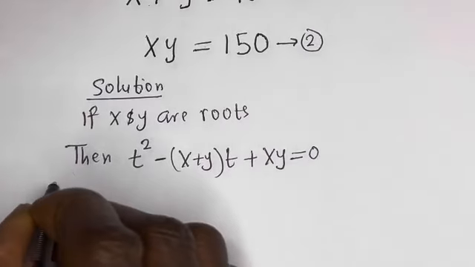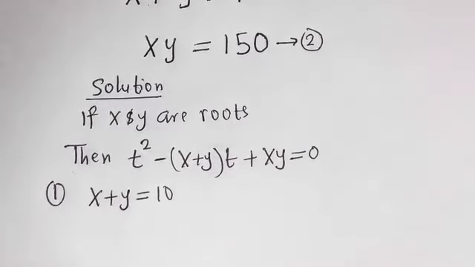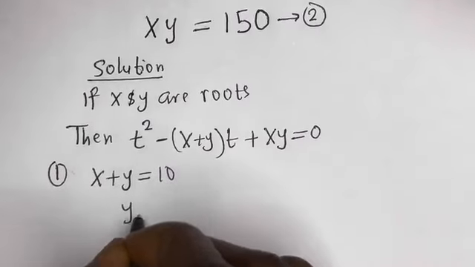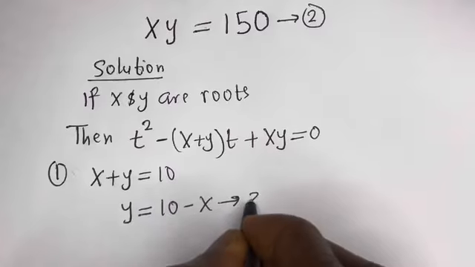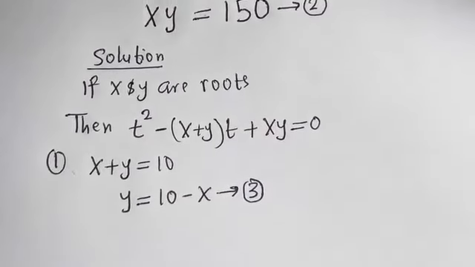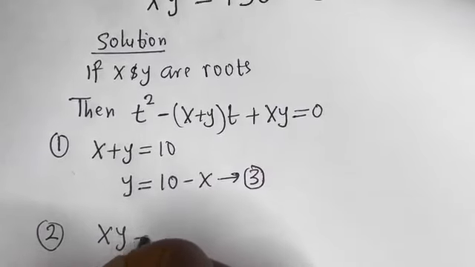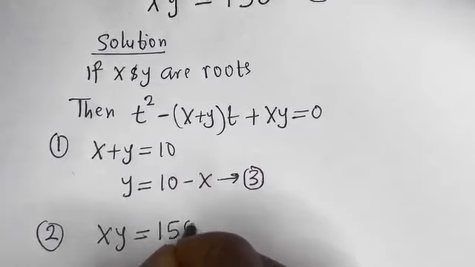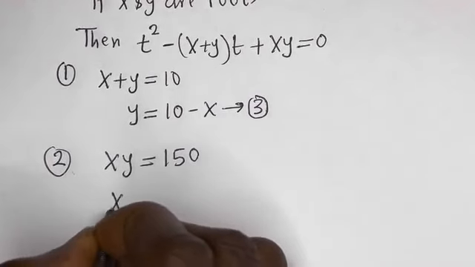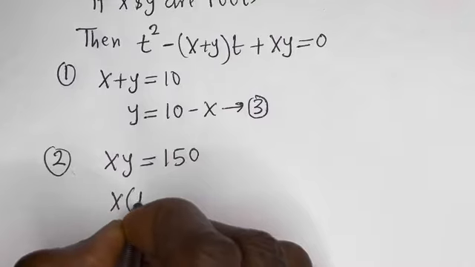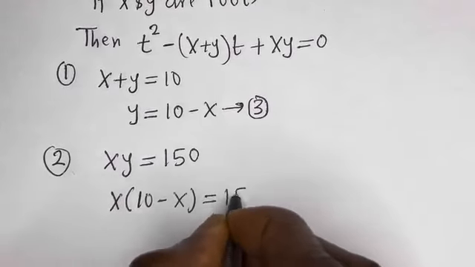Now from equation 1, s plus y is equal to 10, so y is equal to 10 minus s. Let us call this equation 3. From equation 2, sy is equal to 150. Let us substitute for y: s times (10 minus s) is equal to 150.